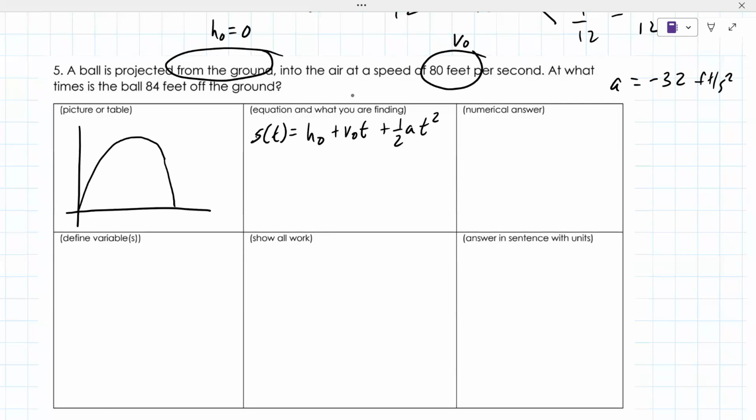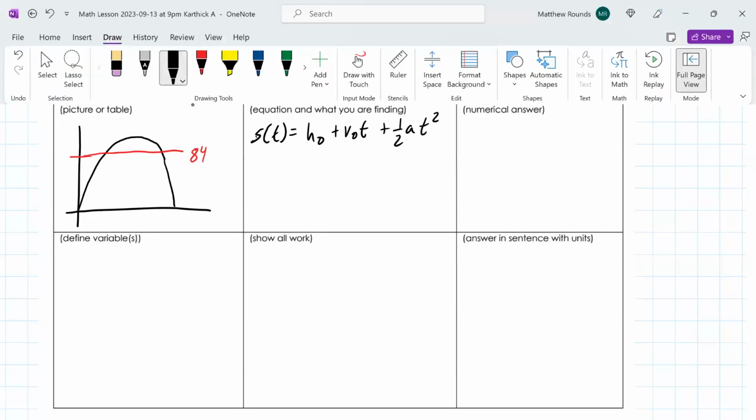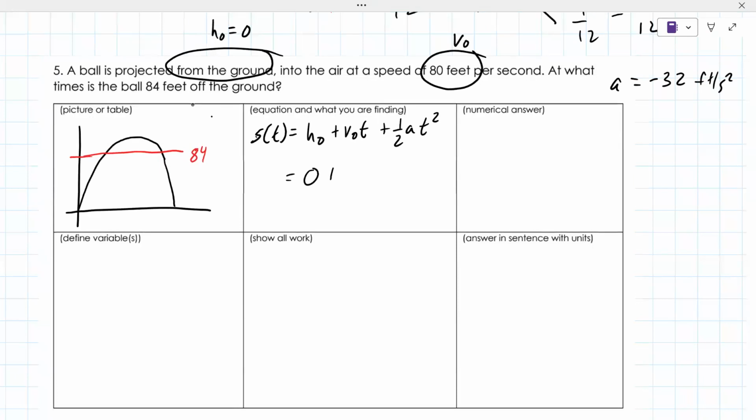All right, when is the ball 84 feet off the ground? So this one's asking, when is it at 84? And we don't know where that is. Truthfully, it could never reach it. It could reach it one time. We actually have no idea. So we're just drawing a general picture. So our equation is 0 plus 80t minus 1/2 times 32t squared, which is 80t minus 16t squared.